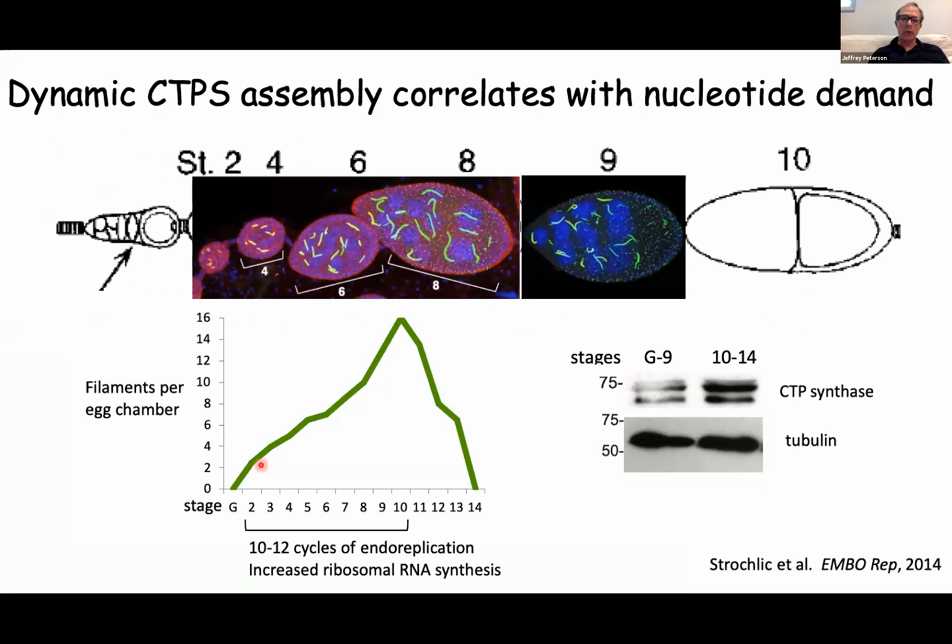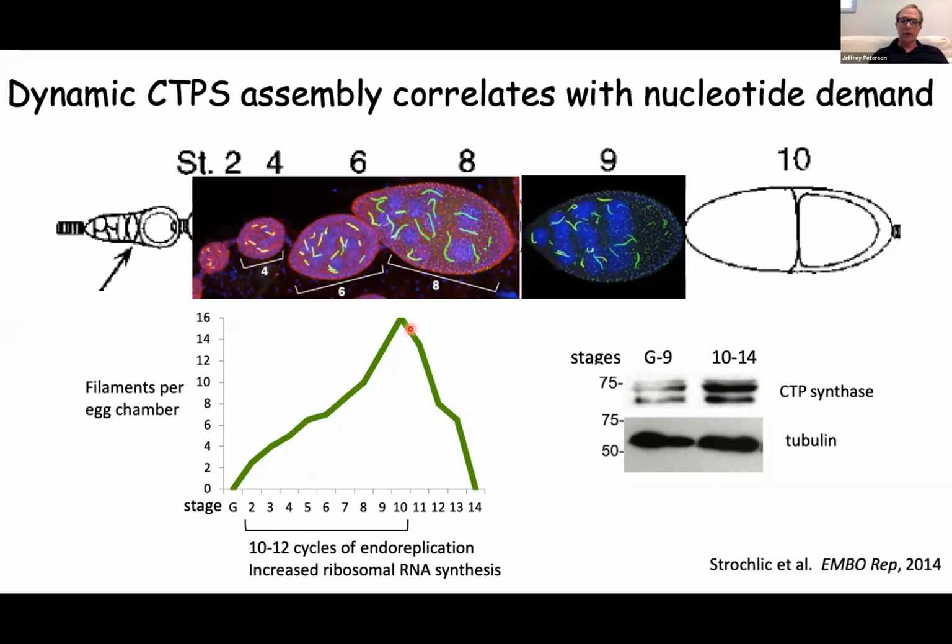And this period during which CTP synthase assembles correlates temporally with the developmental period in which the germ cell nuclei undergo multiple cycles of endoreplication and also dramatically upregulate the ribosomal RNA. So this represents a really increased demand for nucleotides. And this is consistent with the in vitro biochemistry for this enzyme that is suggested, as Eric talked about for CTP synthase 1, that assembly is associated with an increase in catalytic activity, perhaps to satisfy this increased nucleotide demand.